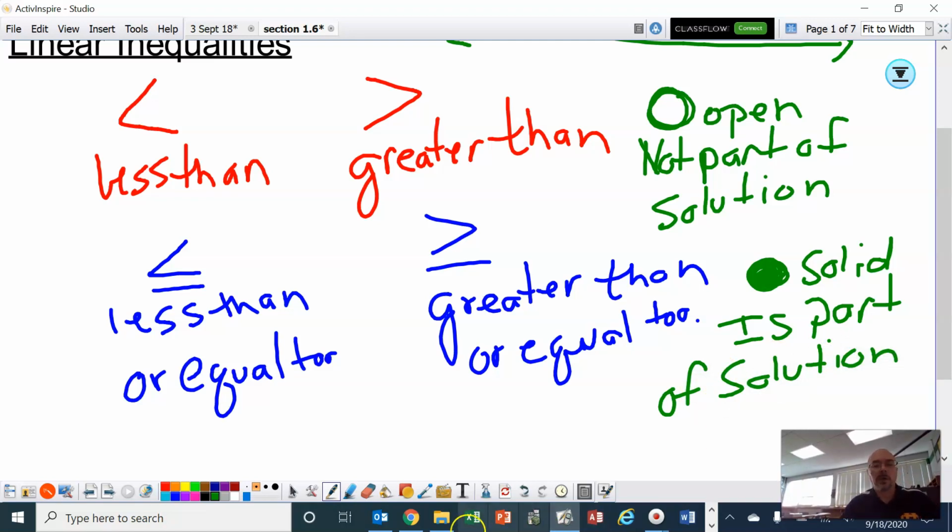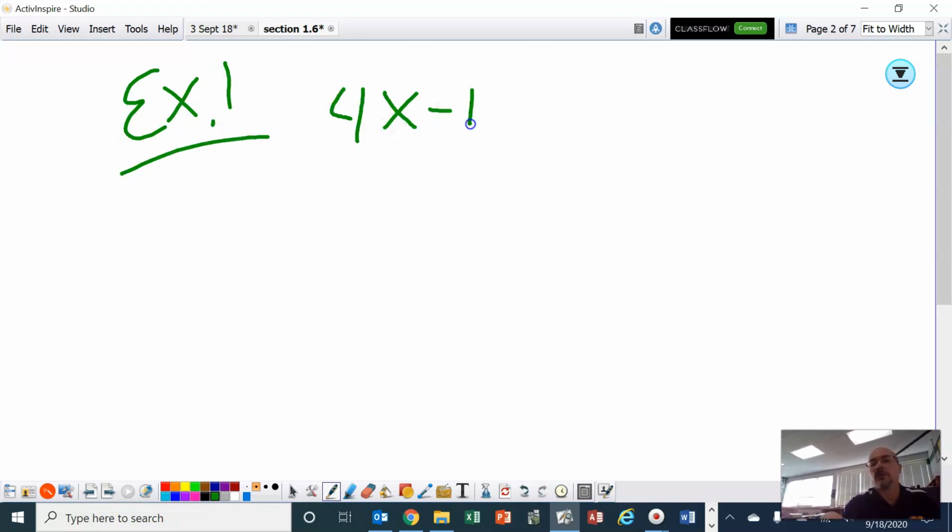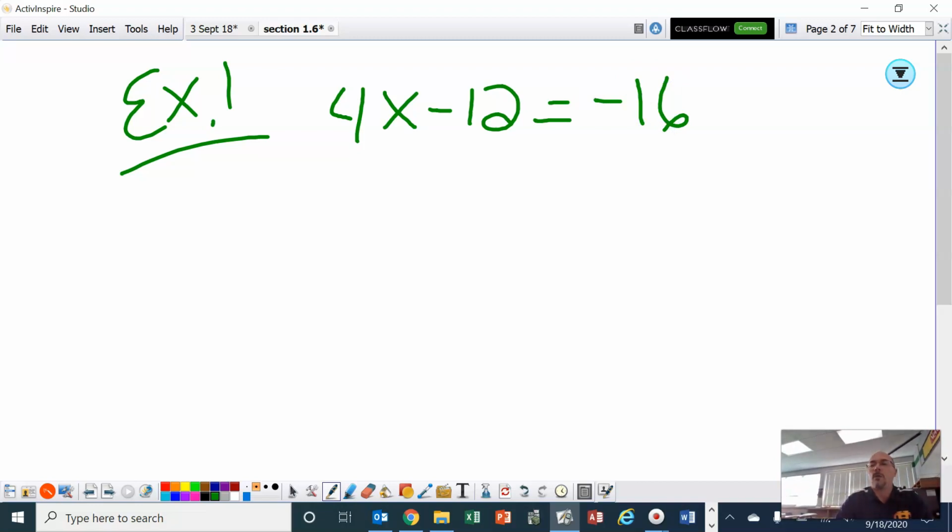All right, so let's go ahead and look at a couple of examples here. First example. 4x minus 12 equals negative 16. Okay, now I put an equal sign there, but I'm going to change that. But what I want you to realize is we're going to solve it the same way that we would an equation. So what I'm going to do is I'm going to put a greater than symbol there. So this is now saying 4x minus 12 is greater than or equal to negative 16.